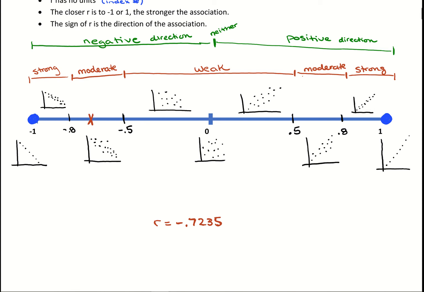So what this would tell me is that if I was describing my data, the association has a negative direction, and for strength, we have a moderate strength.